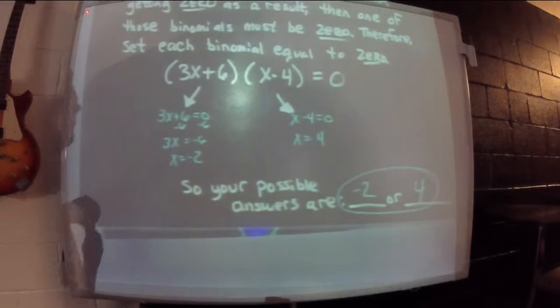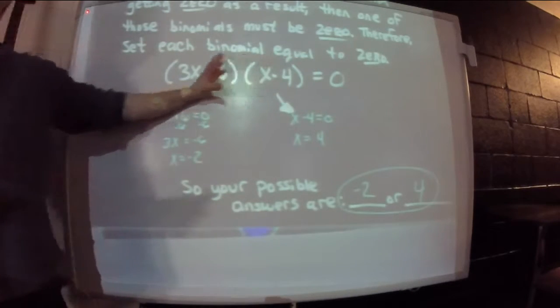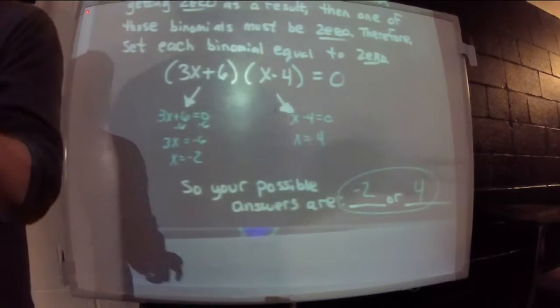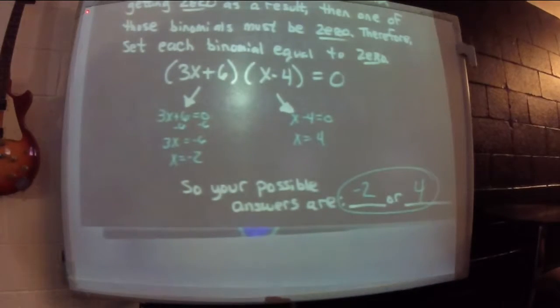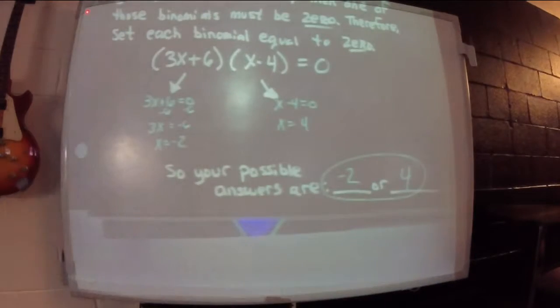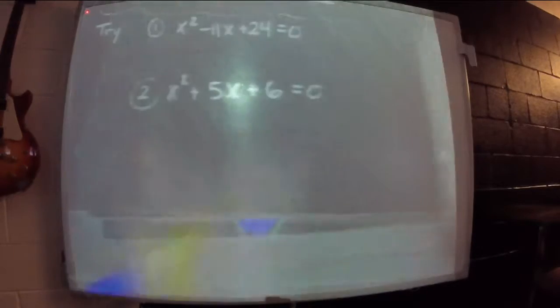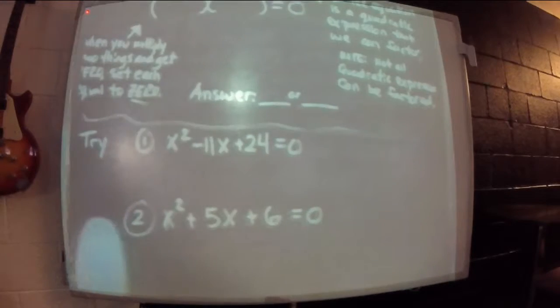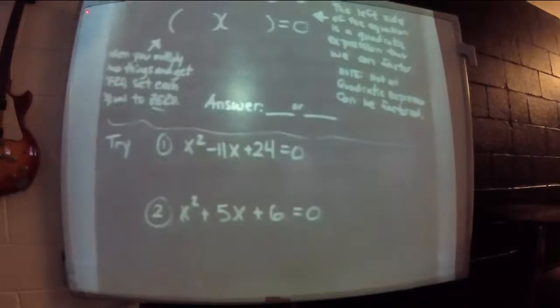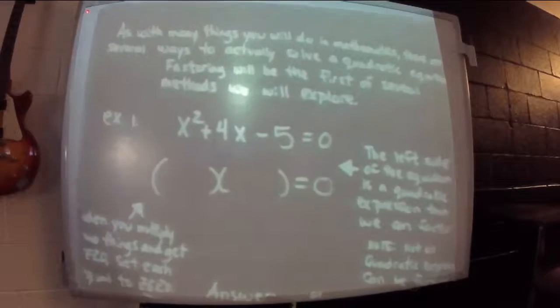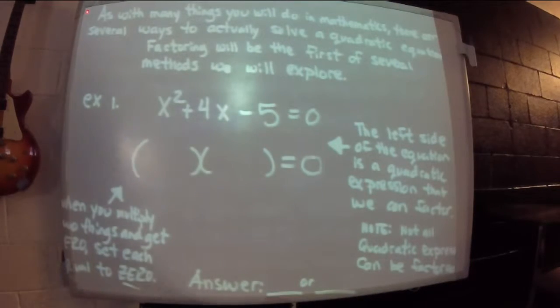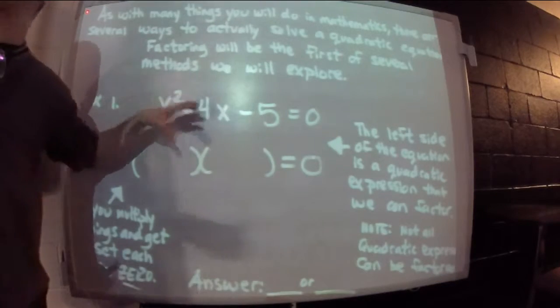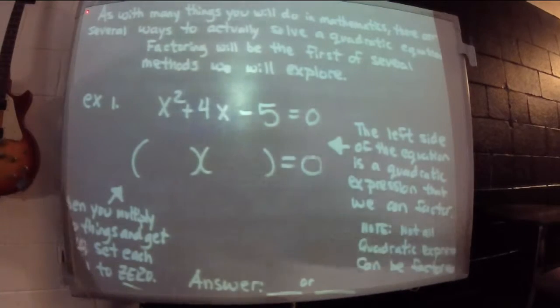What you're going to see today is that the left side of your equation is not going to be two binomials. The left side of your equation is going to be a trinomial. All right, so as with many things that you're going to do in mathematics, there are several different ways to solve what we call a quadratic equation. This is just going to be the first of several. And by several, I mean, really there's about like 3. This is the first way.